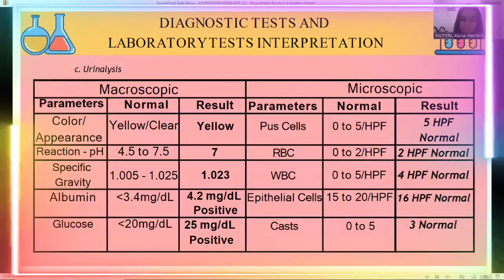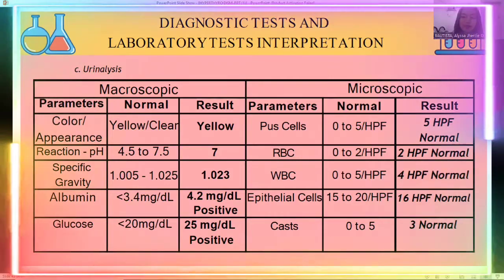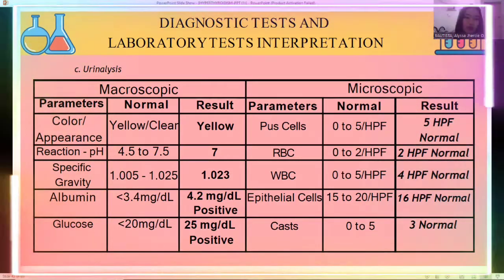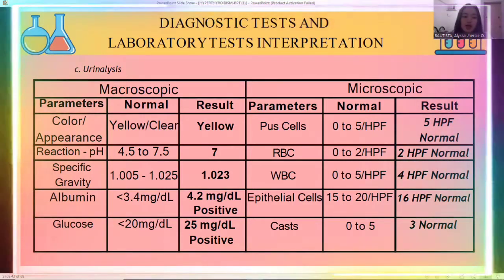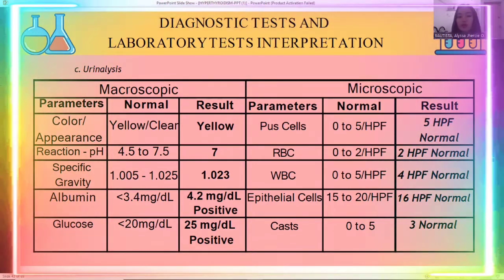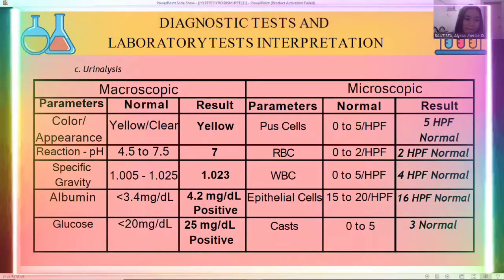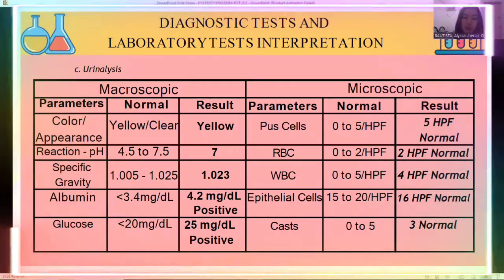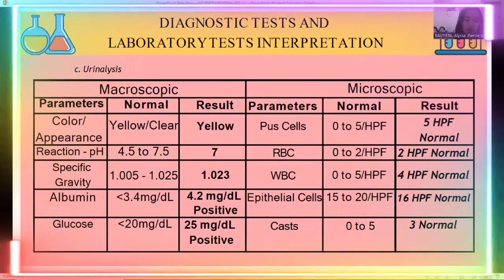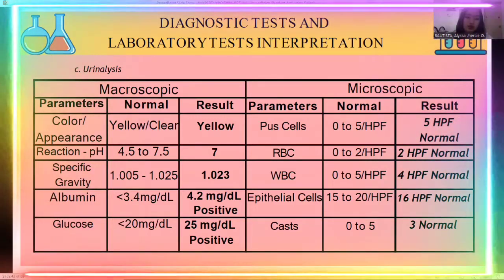Next slide, please. So for the next diagnostic test, for urinalysis, macroscopic and microscopic. For the macroscopic, color or appearance result is yellow, reaction pH 7, specific gravity 1.023, albumin 4.2, glucose 4.2 positive, glucose 25 positive, ketone 0 negative, bile 1.2 negative, urobilinogen 0 negative.